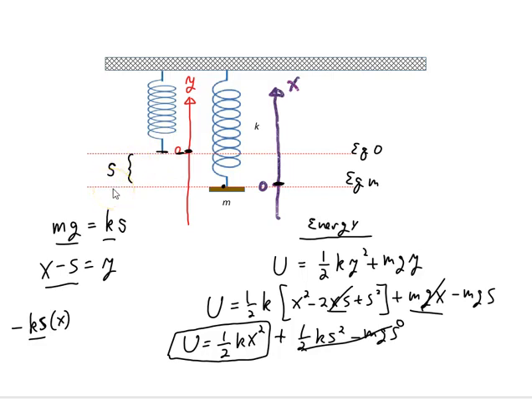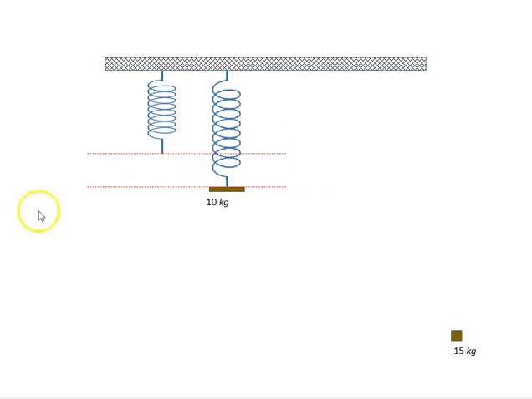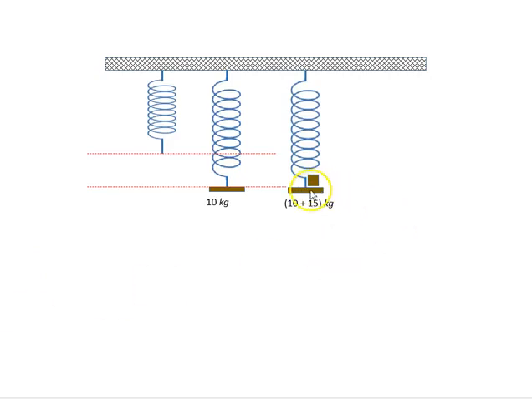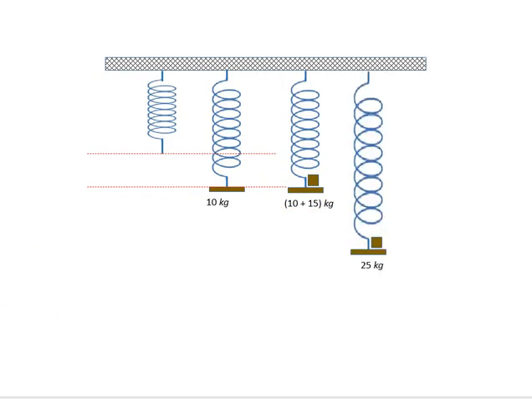All right, so this slide and the previous slide were just to derive that we can treat vertical springs like horizontal springs if we measure stretches or compressions from the shifted equilibrium position. Now back to the problem at hand. So we place the 15 kilograms into the pan, and now we let go. And when we let go, we actually just need to consider some of these equilibrium positions, right?